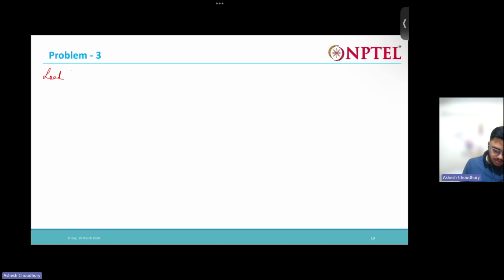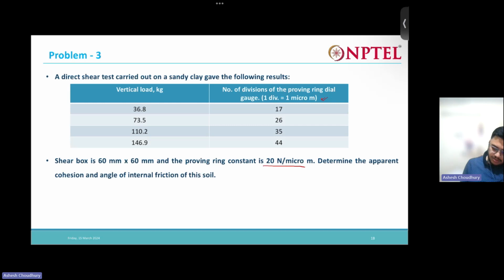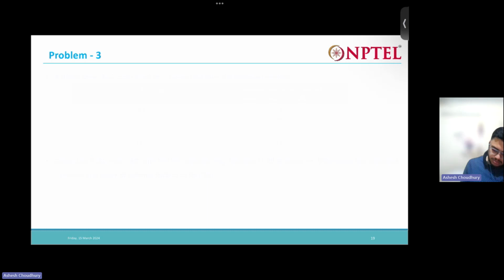We have vertical load, proving ring displacement and shear force in Newton. The proving ring constant is given as 20 Newton per micrometer. So first is 36.8, and this reading is 17. 17 into 20 will give us 340 Newton. Okay, this is the shear force value. Then next we have 73.5.